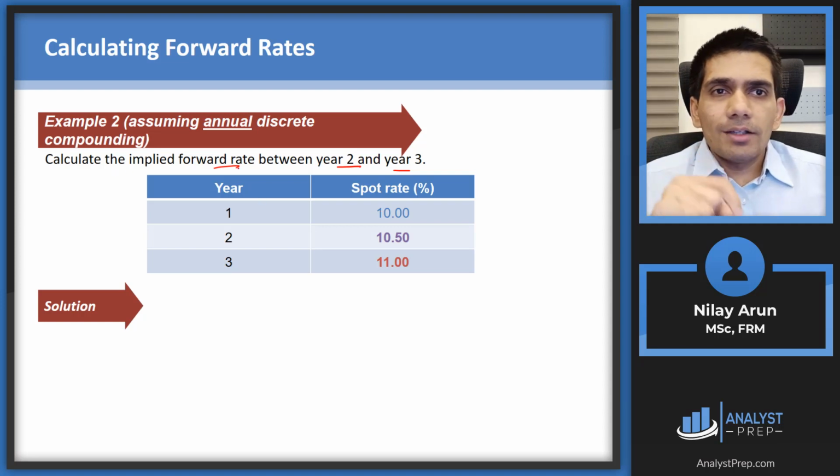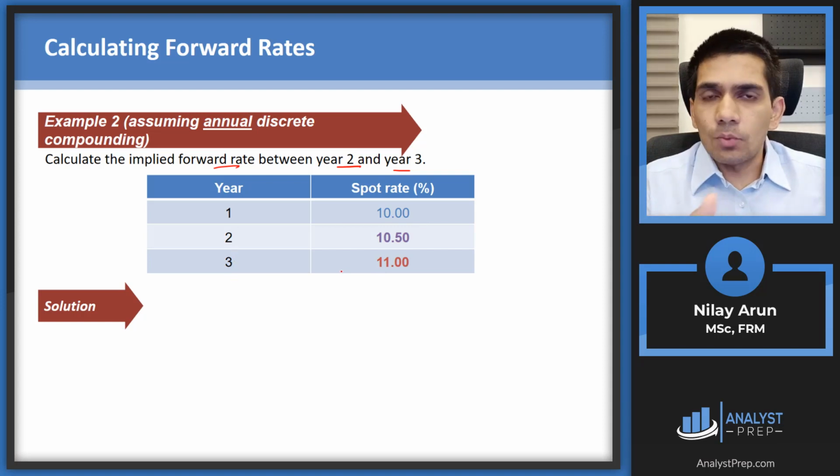Now you need to calculate the implied forward rate between year 2 and year 3. And we have the rates given for year 1, 2, and 3. We have the spot rates for all of these 3 years, right? Now, which rate do we actually use? Similarly, instead of this, I could have 1, 2, 3, 4, 5, and 6 as well. So out of the 6 rates, which rate do you actually use?